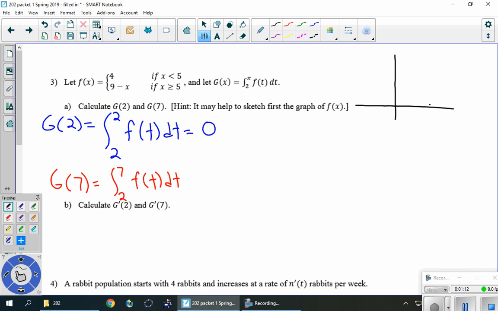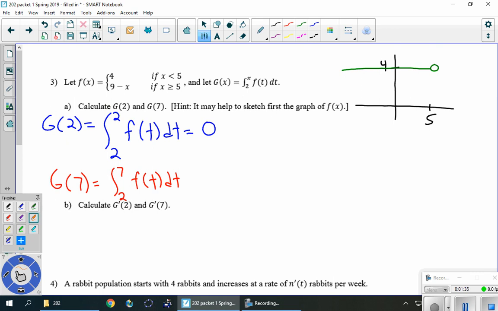Okay, so the rules change right here at 5. On the one hand, it's up there at 4. So I guess up until x equals 5, this graph is always the constant 4. And then after that, it's the function 9 minus x, which is linear. And I'm just going to plot 2 points in order to play connect the dots with this particular function.